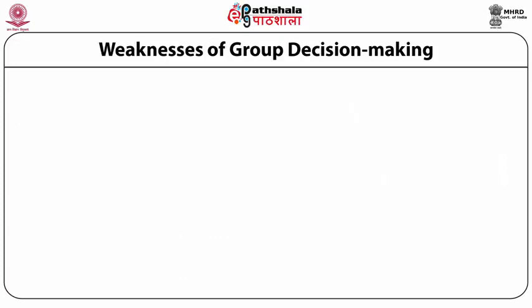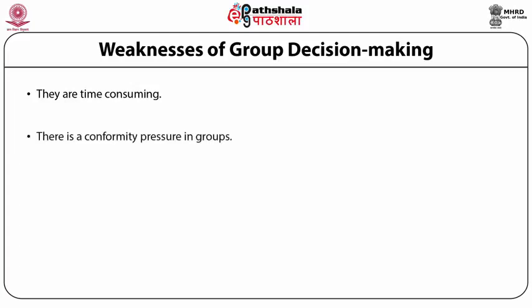Apart from the various strengths, group decision making can be marred by certain weaknesses. One, it is quite time consuming, because group decision making takes a lot of time. Secondly, there is a conformity pressure on groups. That is, the members of the group sometimes might be forced to conform to the group pressure in saying yes to the decisions taken by the group.